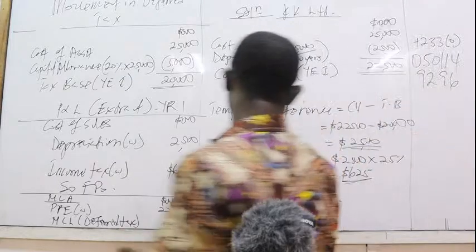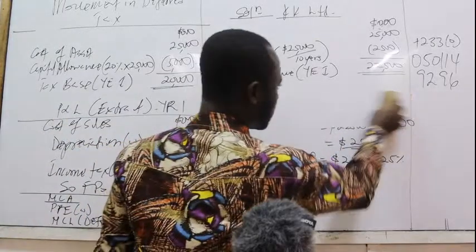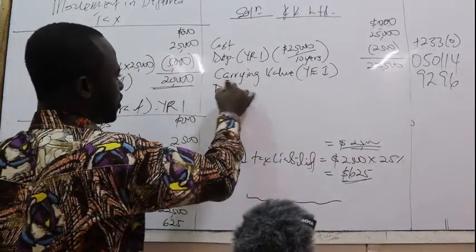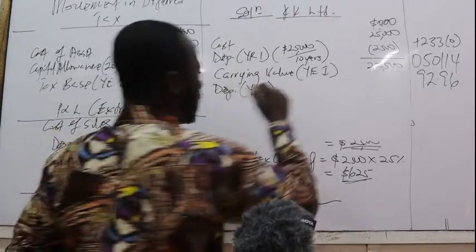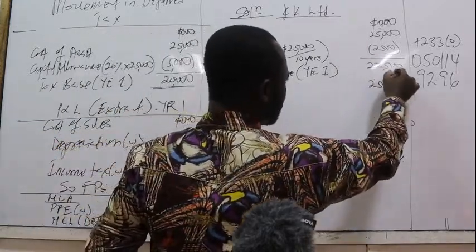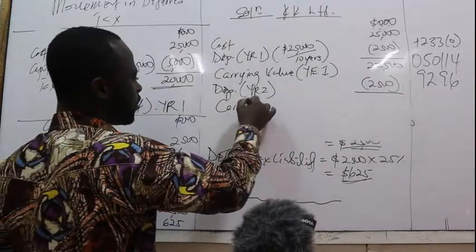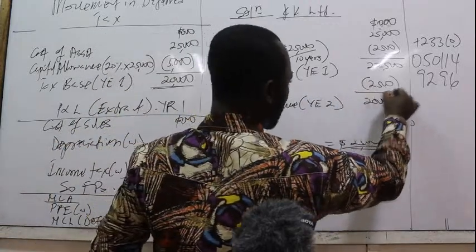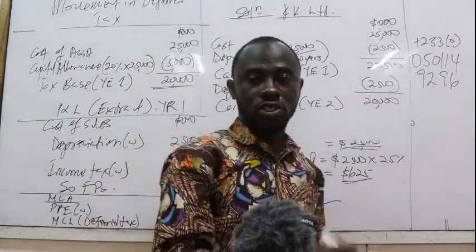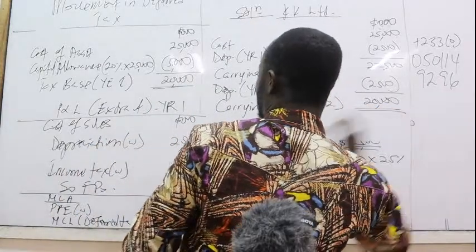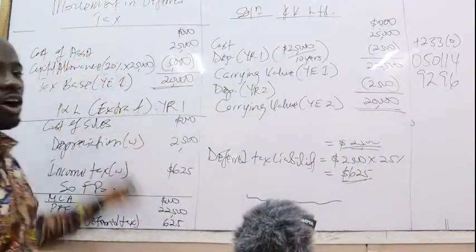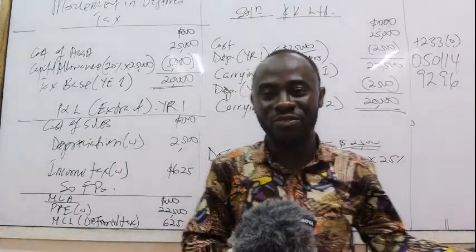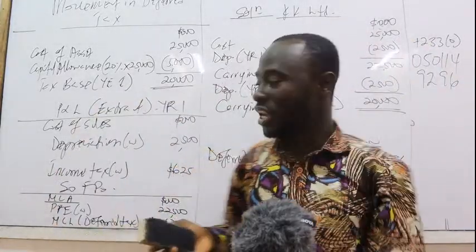So let's look at what happens in year two. I'll build year two up in this scenario. Depreciation in year two is going to be the same as above, 2,500. So in year two, the carrying value of the assets for the year ended 2 will be $20,000. Does it make sense? Now, that is the carrying value, but let's look at the tax base of the assets, and then we will be able to find out whether we have, again, a positive temporary difference or a negative temporary difference.